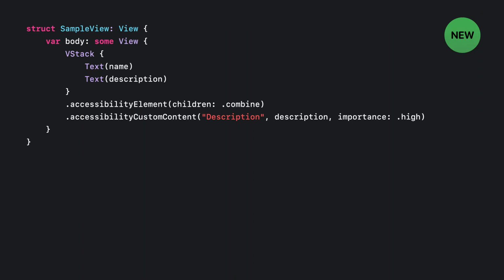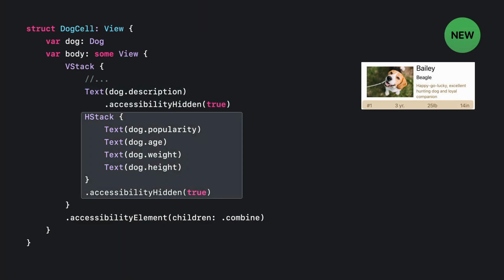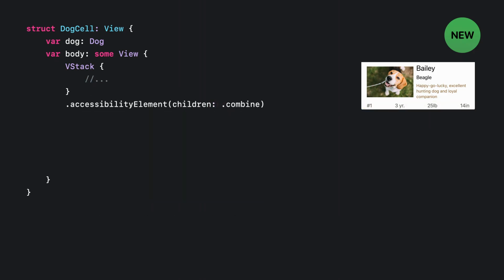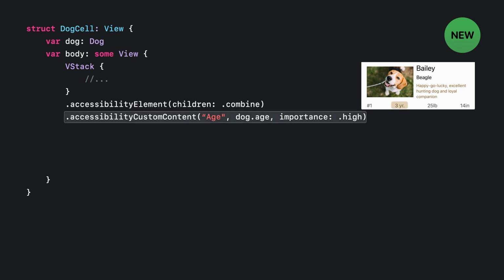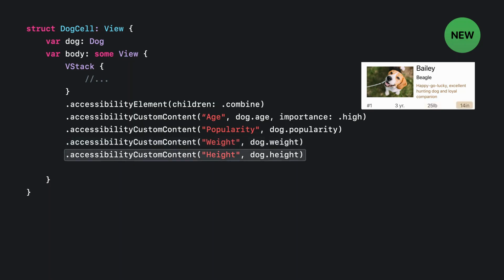in the hierarchy. To implement this in our dog cell view, we first set the accessibility hidden modifiers on description text and on the HStack that contains popularity, age, weight, and height of the dog, so that these are automatically picked up for the accessibility label of the dog cell. We then set accessibility custom content modifiers for age with importance set to high, popularity, weight, height, and description.